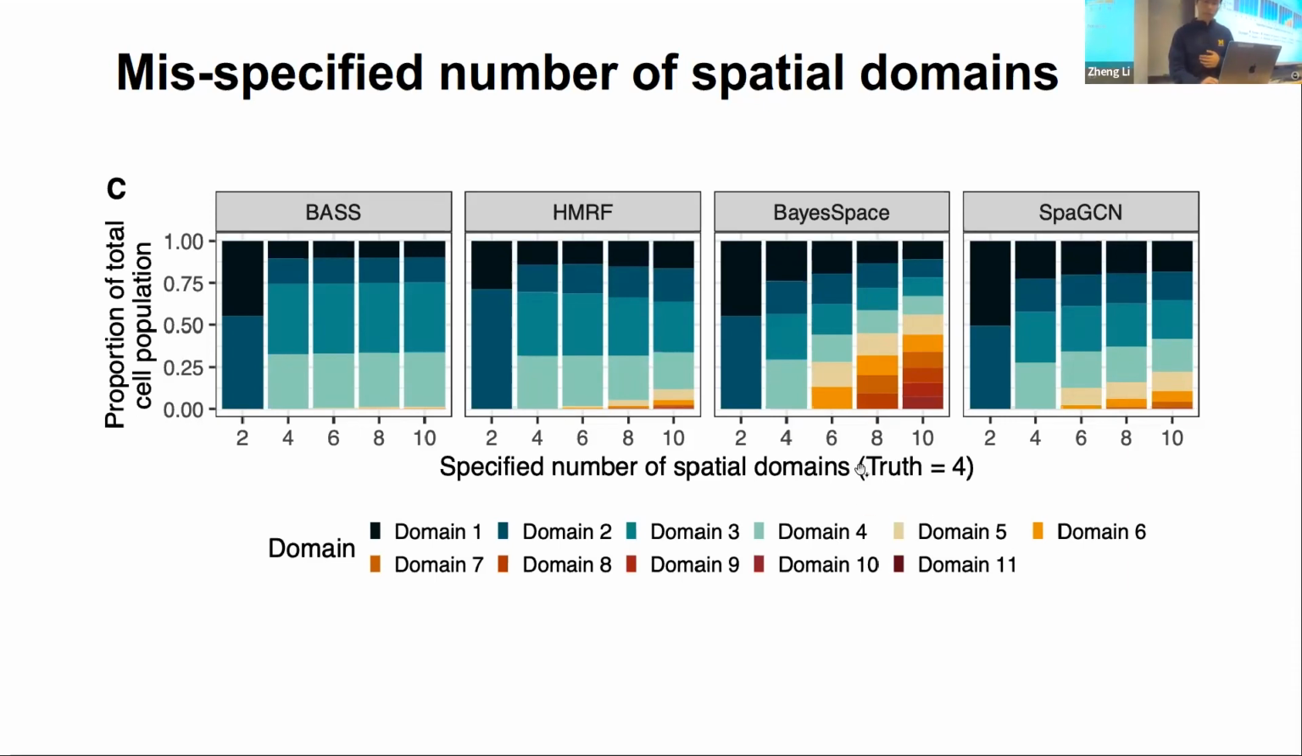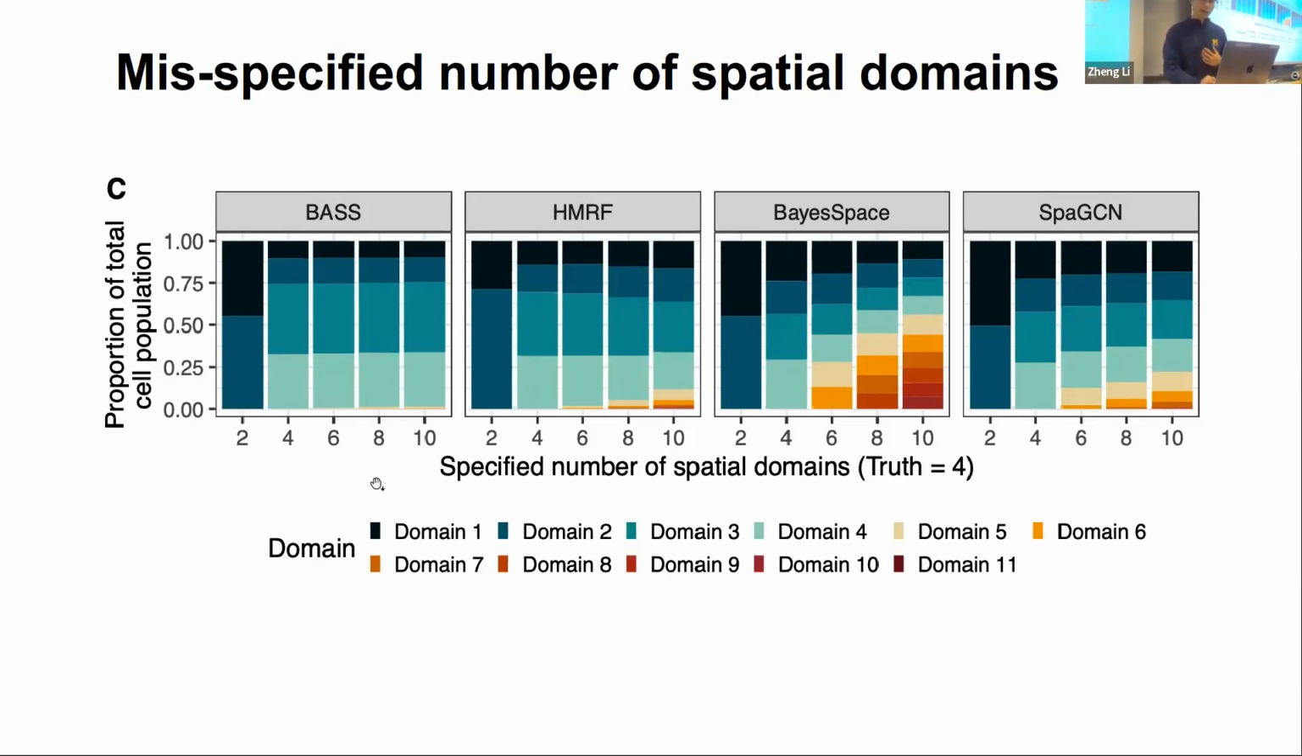So in our simulation, the true number of spatial domains is 4. And here along the axis, it's the specified number of spatial domains. And on the Y axis, it's showing the proportion of cells in each of the segmented domains. As expected, if we under-specify the number of spatial domains, we end up with only 2 clusters. And of course, many of the domains will be segmented into the same domain.